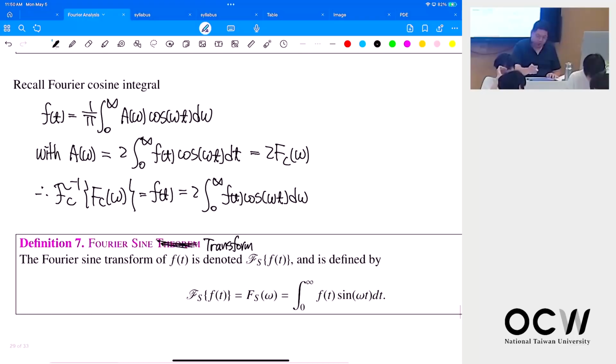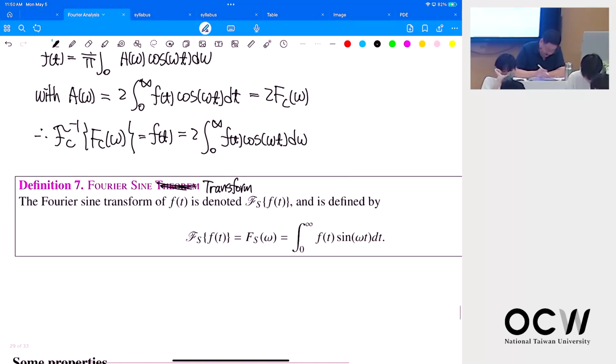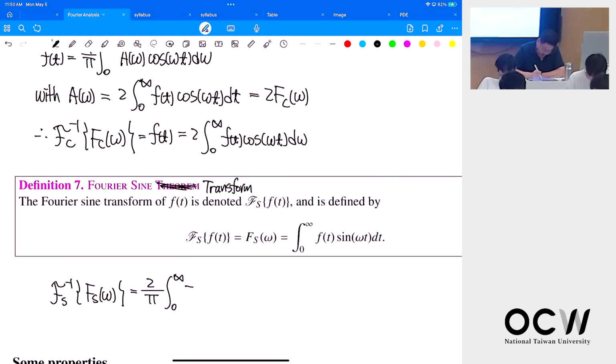For the Fourier sine transform, you just have the function times sine, okay, and do the integration. Then in the inverse Fourier sine transform, there'll be two over pi Fourier sine transform times the basis. Basis is the sine function.